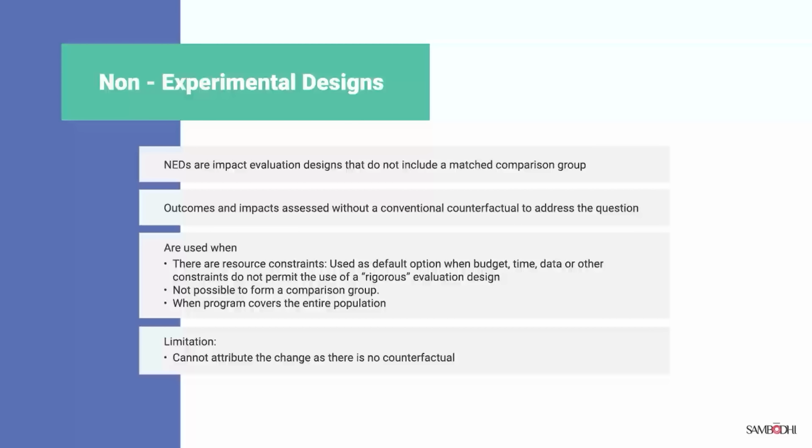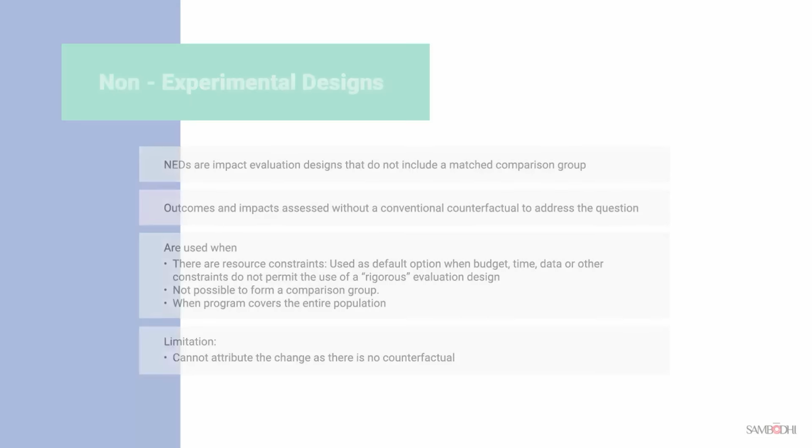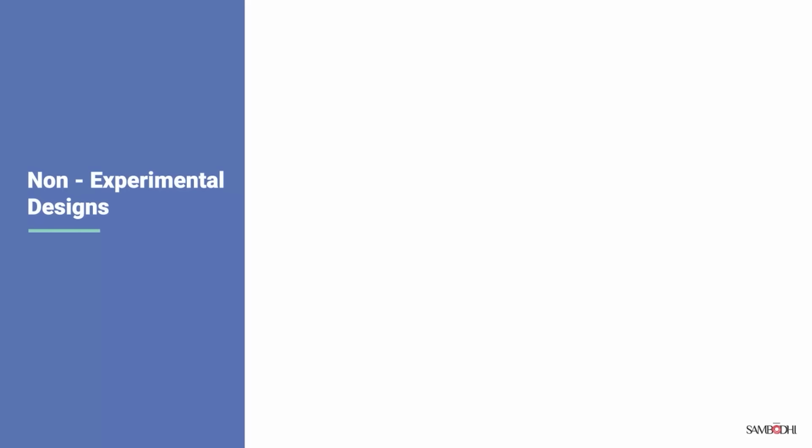This type of research lacks the manipulation of an independent variable, so rather than manipulating it, the researchers conduct non-experimental research to simply measure variables as they naturally occur. Here, the outcomes and the impacts of the program are assessed without a conventional counterfactual to address the reasons behind the study. Now let us understand some potential NED that can be used for research.